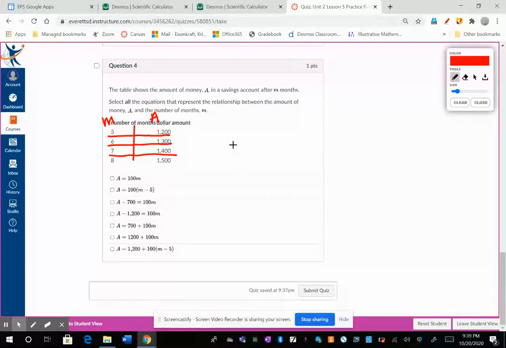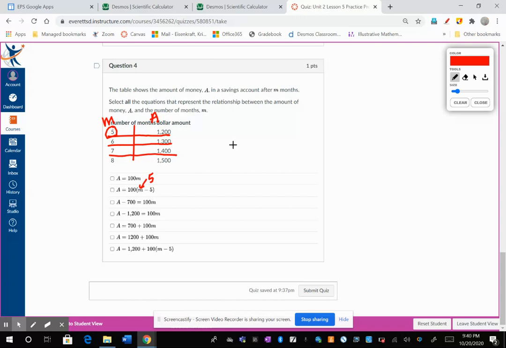Well, at first you might go, yes, because look, it's going up by 100. But there's more to the story. If you plug in 5 months, you have $500, and this is $1,200. So although it might be increasing by 100, this is not the correct equation. It's part of the story, okay? What about 100 times m minus 5? Well, let's plug in a 5 here. 5 minus 5 is 0. 100 times 0 is 0, and that doesn't make any sense. When we plug in 5, we're supposed to get 1,200. Okay, no.